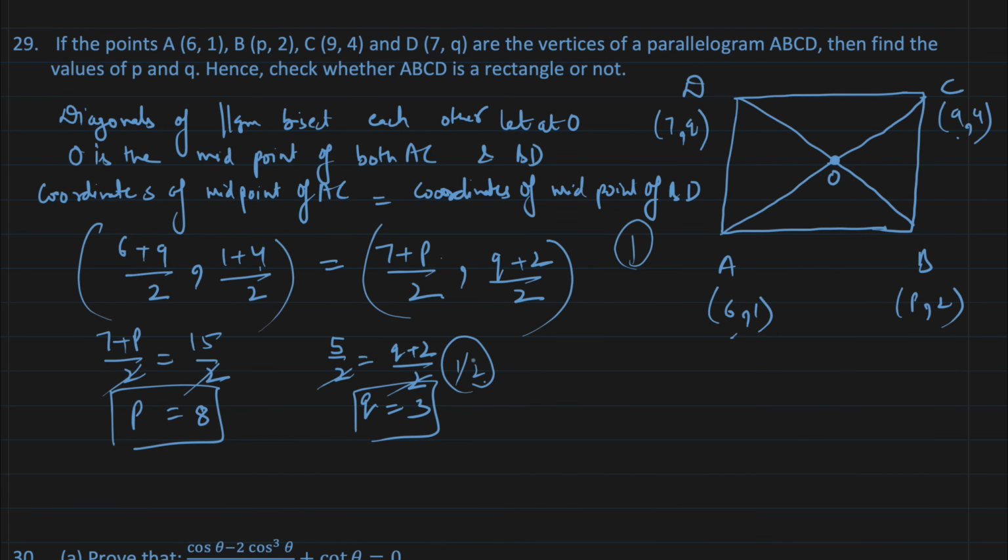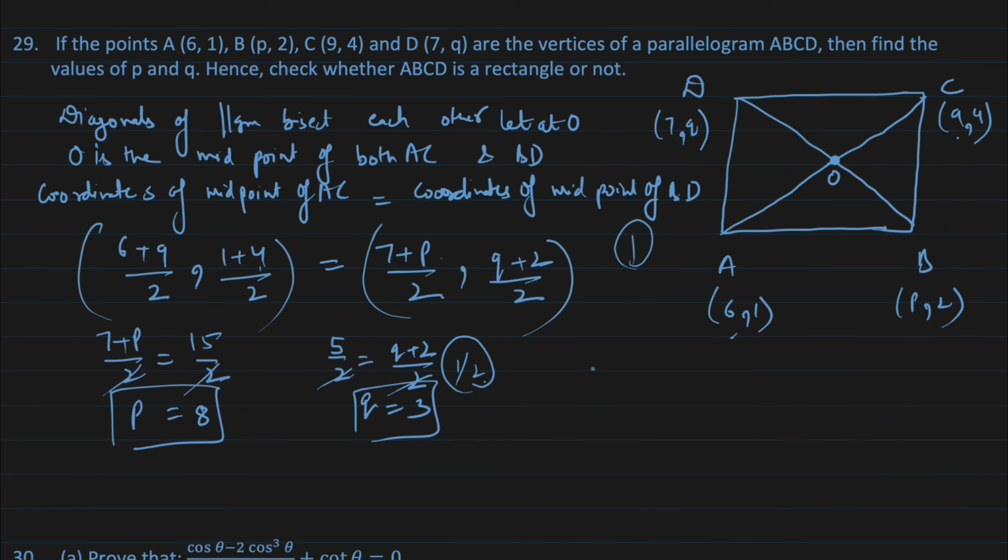Now the other part, check whether the parallelogram ABCD is a rectangle or not. So you know for a parallelogram, opposite sides are equal, but to check if it is a rectangle, check the diagonals. If diagonals are equal, it is a rectangle, right? Fine. So diagonals of a rectangle are equal.